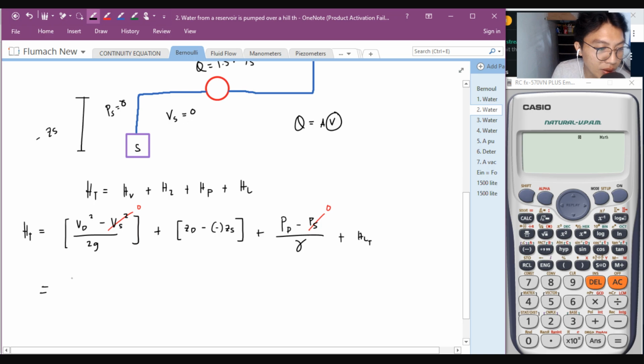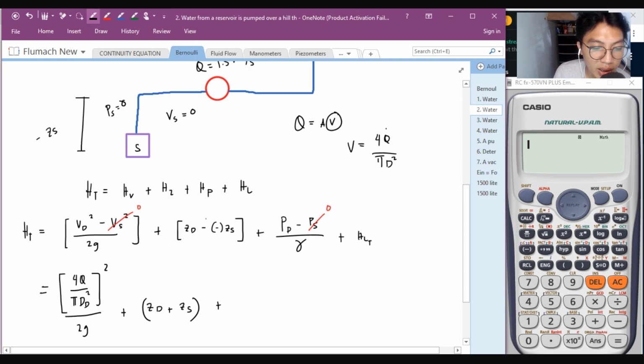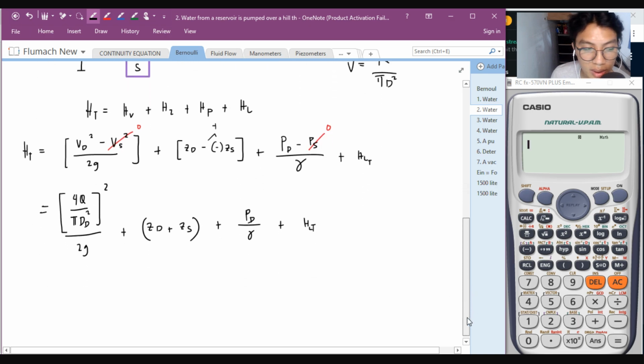So, pwede nating simplify yan. Simplify na natin. So, VD. Diba? V is equal to 4Q over pi D squared. Ayun, lagay natin dito. So, 4Q over pi D discharge squared. Tapos, naka-square pa rin yan buo. Divided by 2G plus ZD plus ZS plus, kasi negative, magiging positive. Ito, PD over gamma plus head total ng losses. Now, kunin natin yung value.